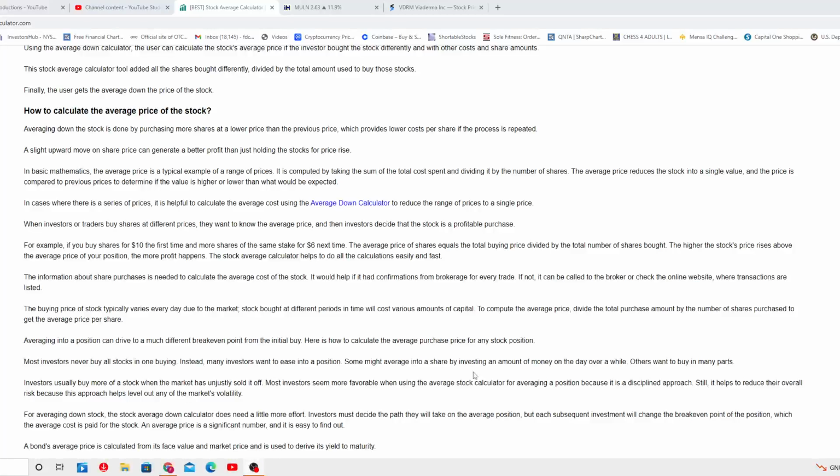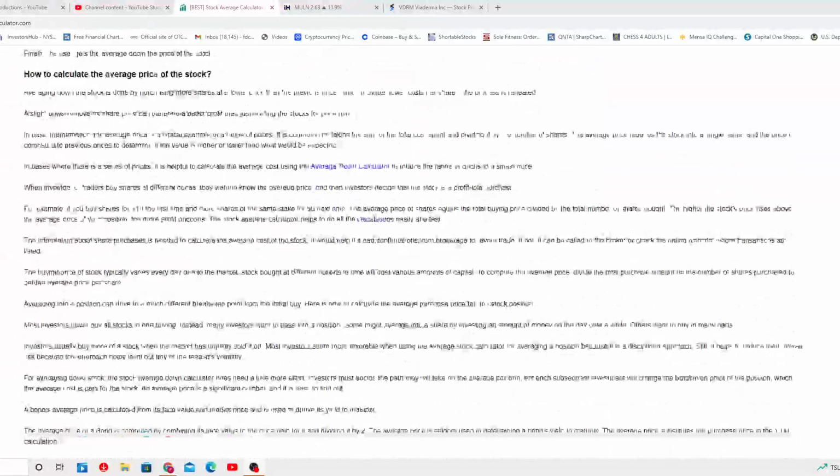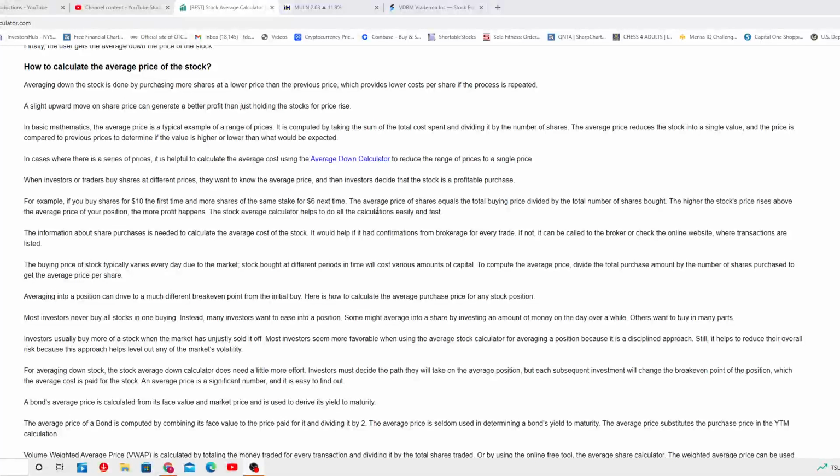It is computed by taking the sum of the total cost spent and dividing it by the number of shares. The average price reduces the stocks into a single value, and the price is compared to previous prices to determine if the value is higher or lower than what would be expected. In cases where there is a series of prices, it is helpful to calculate the average cost using the average down calculator, which is the one that we have above here, which we're gonna go and make some examples with later on, to reduce the range of prices to a single price.